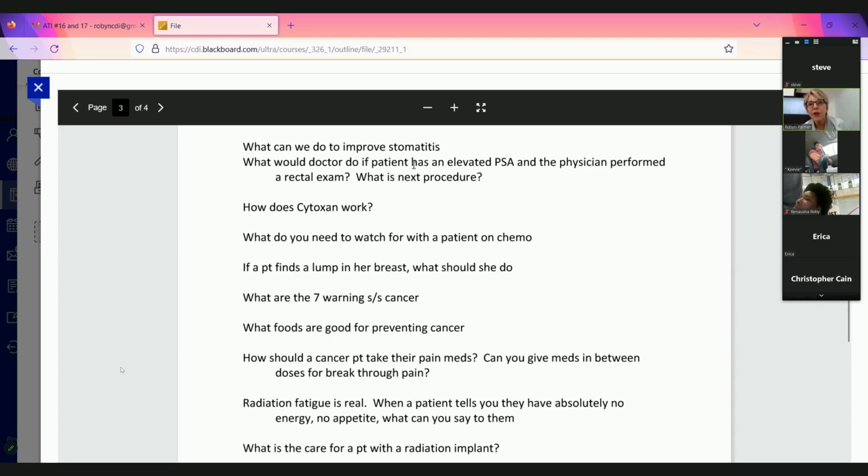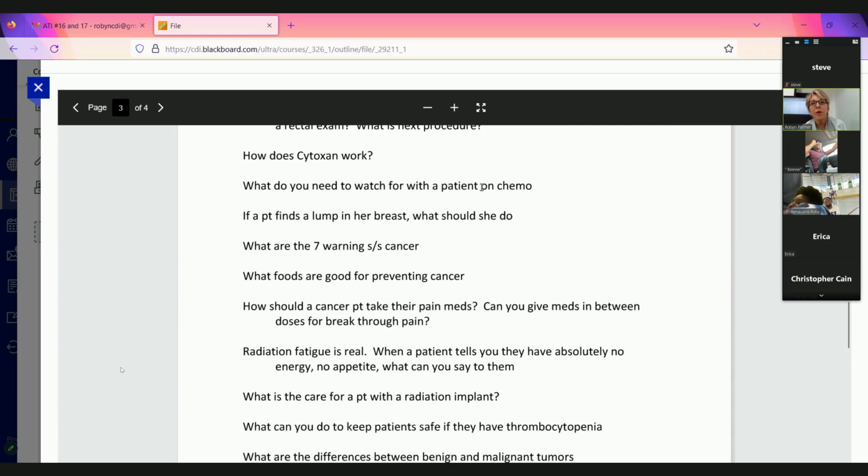What would a doctor do if a patient had an elevated PSA and the physician performed a rectal exam? What's the next thing they would do? Well, I don't know that this was even in our book, but it's on your test. So just write this in there. They would do a transrectal ultrasound. Okay, transrectal ultrasound.